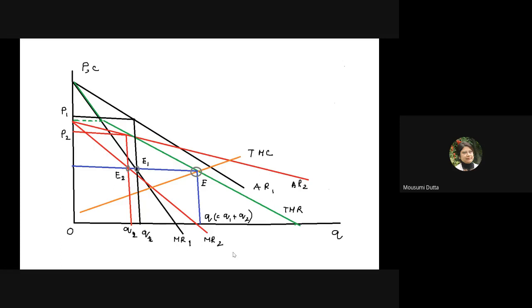Is the graph visible perfectly? Yes, ma'am. Okay.